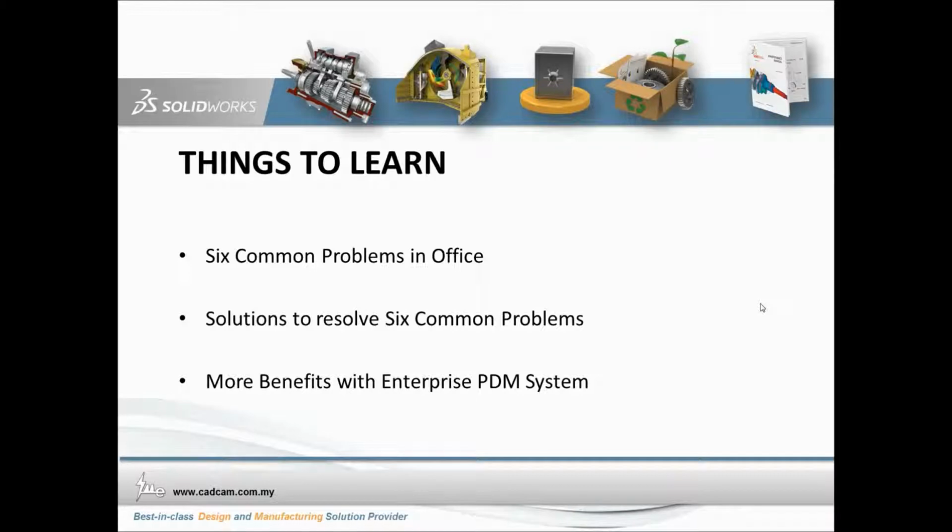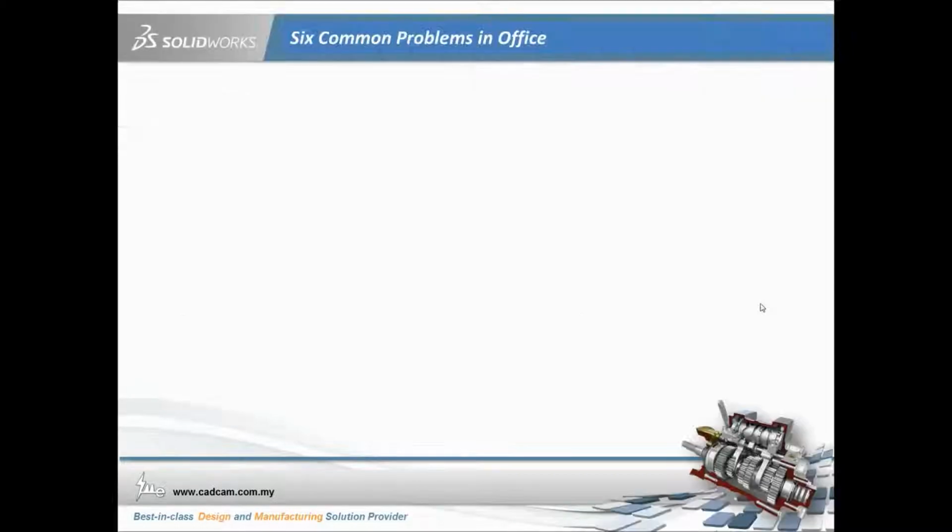What are the things that we are going to cover today? We are going to learn about the 6 common problems in the office that might actually be affecting your work effectiveness. Are you aware of that? And what are the solutions that we would like to introduce to you in order to resolve all these 6 common problems? And what other benefits can be gained throughout the deployment of this system?